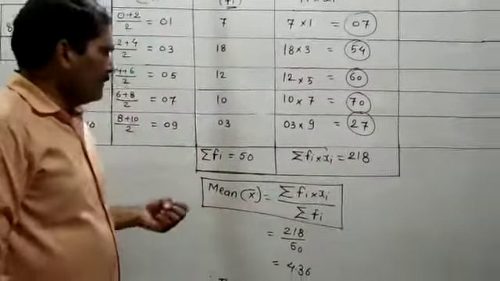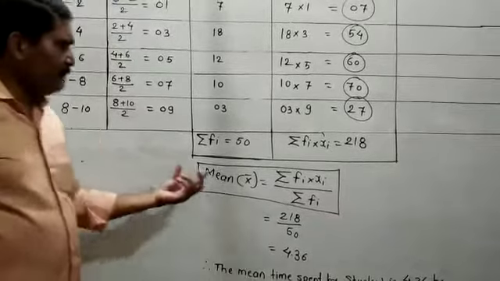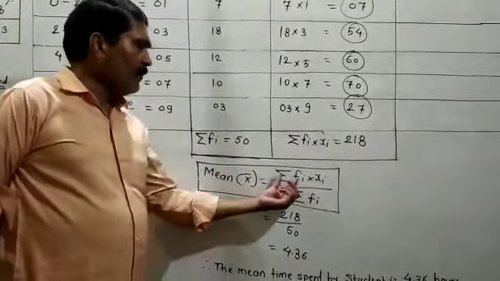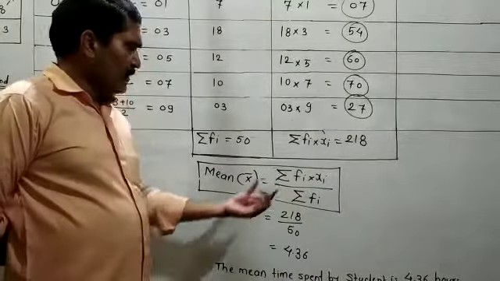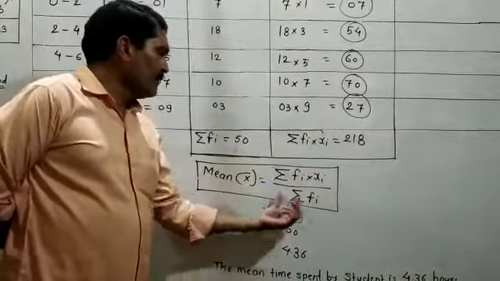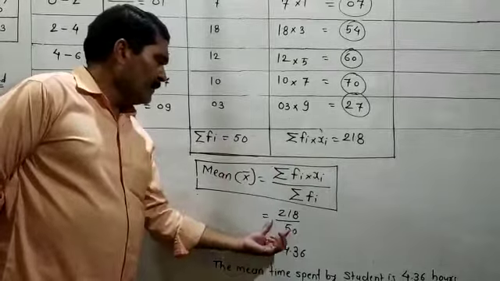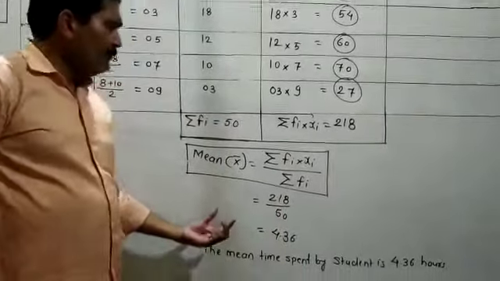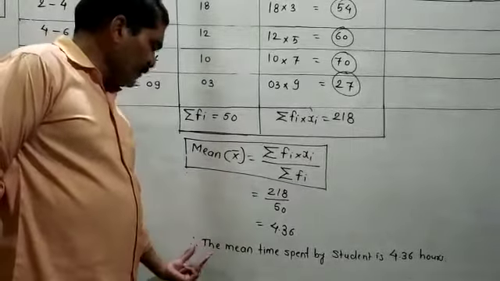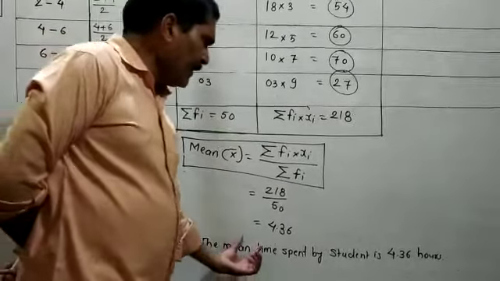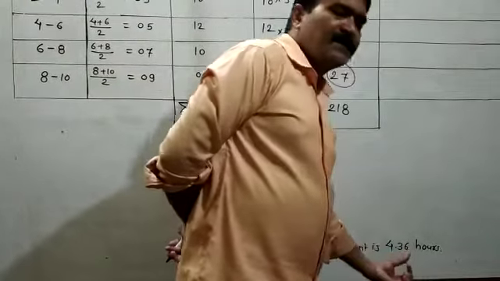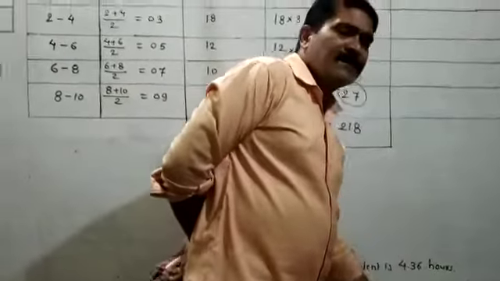By the direct method, the formula to find the mean is x bar is equal to sum of FiXi upon sum of Fi. Sum of FiXi is 218 and sum of Fi is 50. 218 divided by 50 is equal to 4.36. This is the mean. So you will say that the mean time spent by the students is 4.36 hours, which means 4 hours and 36 minutes.